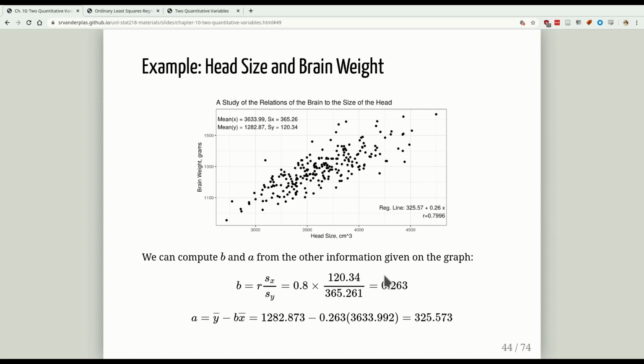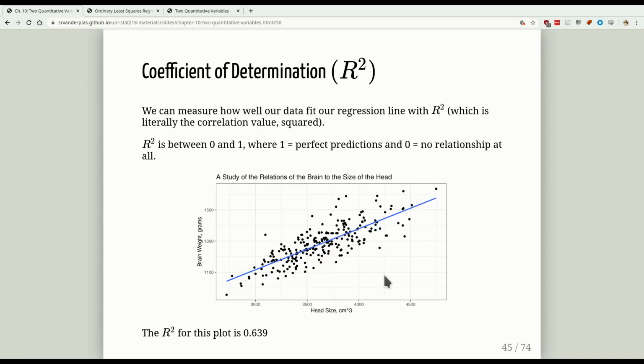Now that we have a regression line, though, oftentimes we want to measure how well our data fits our regression line. How well does the regression line predict our data? And we do that with something called the coefficient of determination. Okay, so two different coefficients we're talking about here: the correlation coefficient and the coefficient of determination.